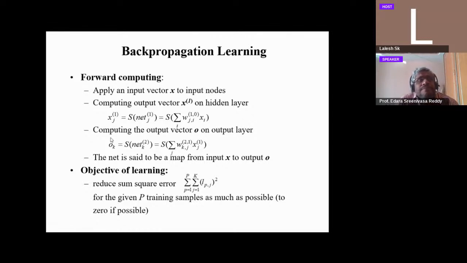X j of 1, that is the output of hidden layer, is the sigmoid of the net output of jth node at the hidden layer. This is equal to S, sigmoid of, again sigma of wj comma i of 1 comma 0, where 1 comma 0 means input to hidden layer, 0 to 1, into xi. It is very clear. j and i represent nodes. i is the node in the input layer and j is the corresponding node in the hidden layer.